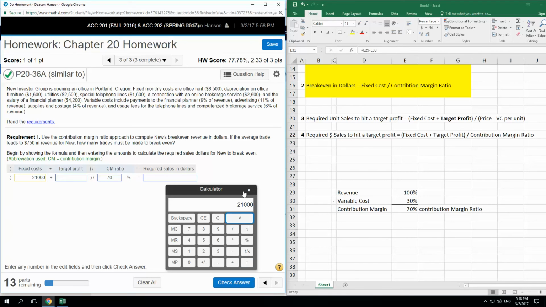Now, I don't think the problem is asking us to figure out any kind of target profit at this point. So I'm going to put 0 in there.